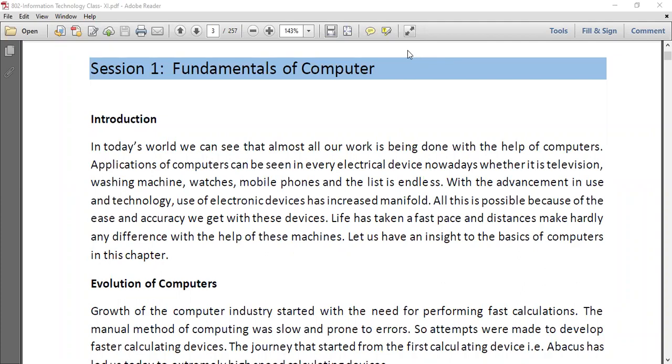Just take 1 minute. I'll take up the attendance again, because some more students have joined. Fine.